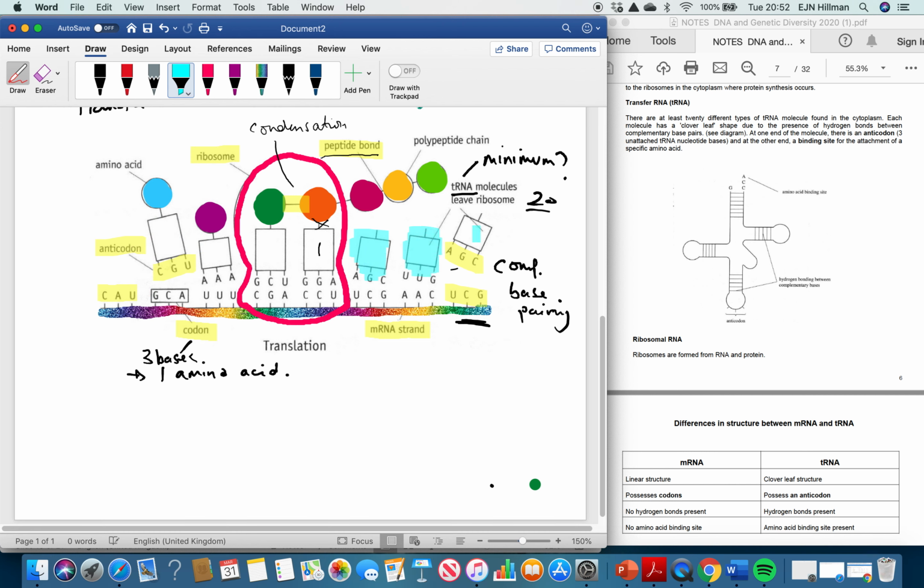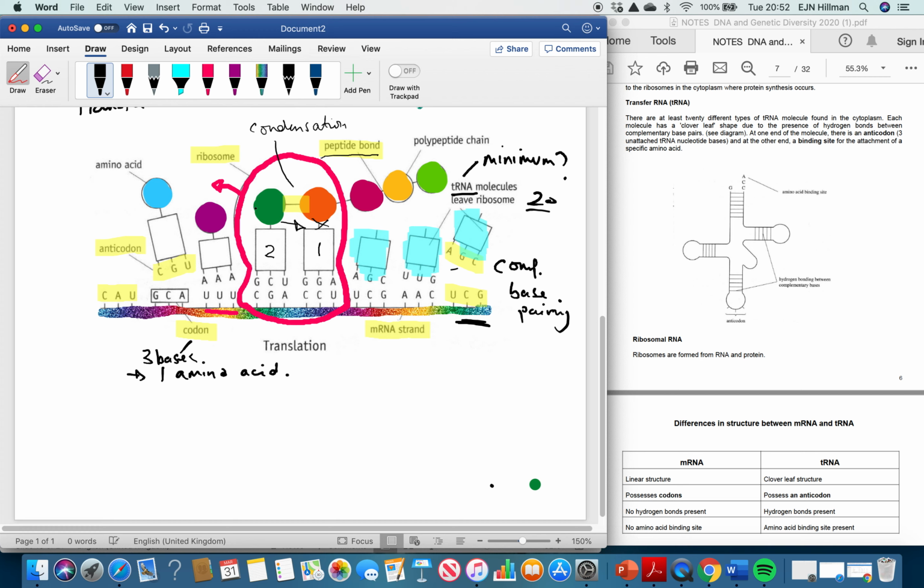And then the ribosome will move along to the next codon. As it moves along to the next codon, the tRNA that's currently in binding site number 2 will move into binding site number 1. This one will move into binding site number 2, and a new peptide bond can form by condensation reaction.